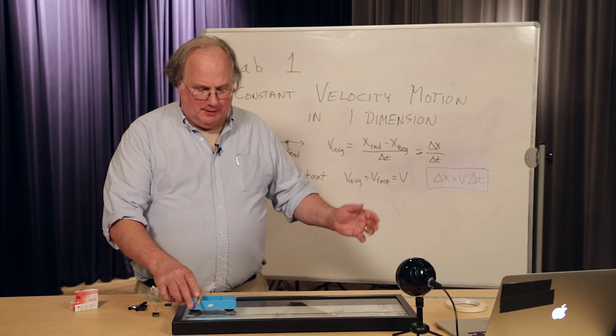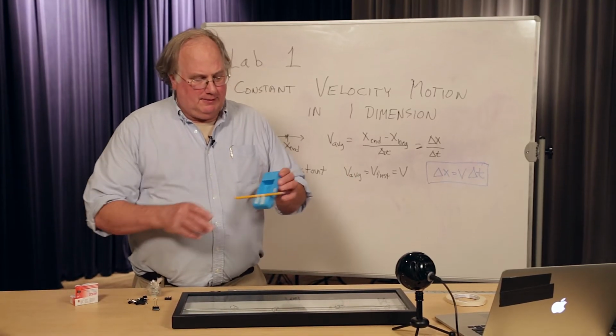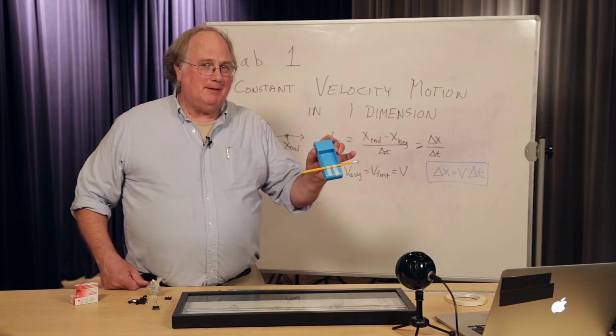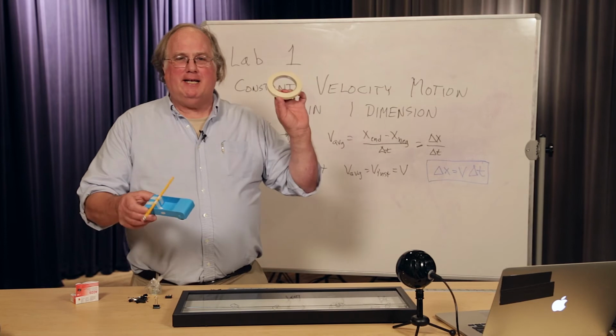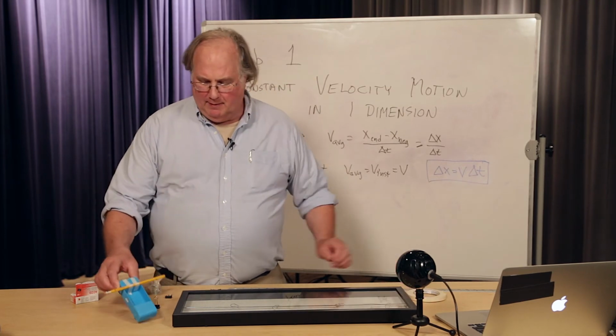So here's how it all works together. First thing you do is get out the car and tape the pencil to it. I use two strips of just regular masking tape to hold it on there.